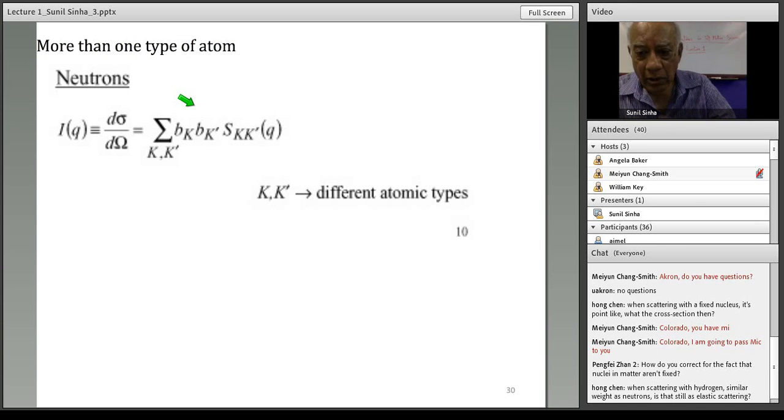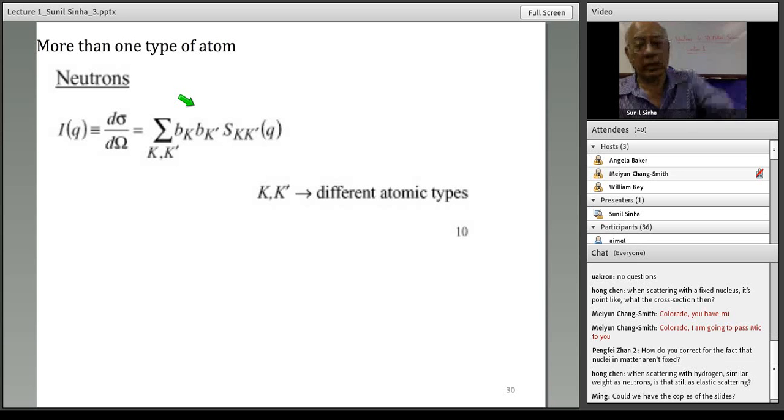Okay, there's another question. When scattering with hydrogen, which has a similar weight to neutrons, is that still elastic scattering? Well, no, of course, if you consider the hydrogen, the proton, as being a free nucleus, then there will be considerable inelasticity to that scattering. But as I said before, if you put all these atoms together in a solid or in a sample or a liquid with strong interactions with each other, then there's still a component of the scattering which is elastic, as if all the nuclei are fixed. And then you can systematically expand the rest of the scattering, which are the inelastic terms, which take into account the non-fixed nature of the protons or the things that are doing the scattering. You'll see how that goes when we do an expansion of the scattering cross-section in terms of elastic and inelastic terms.